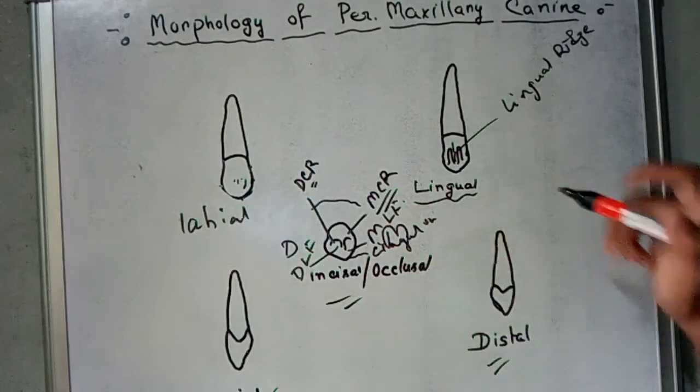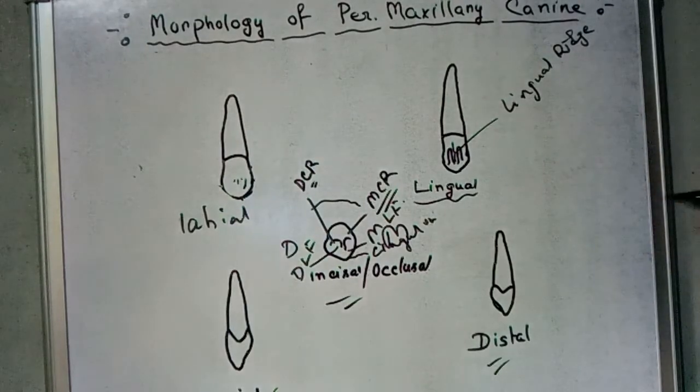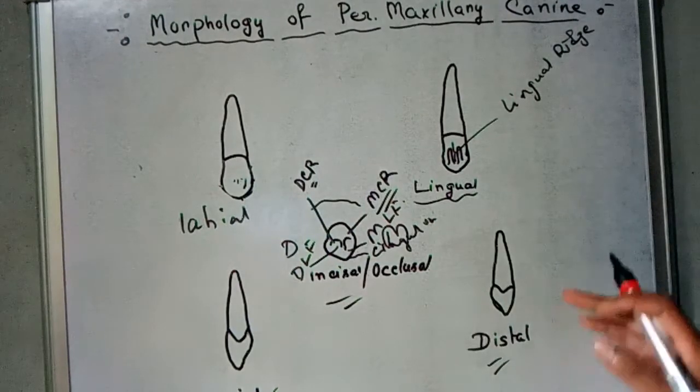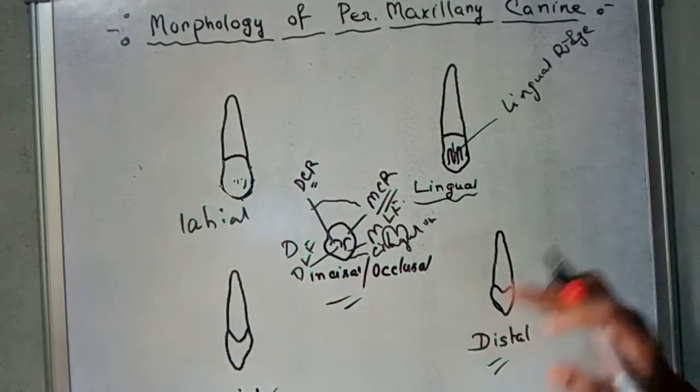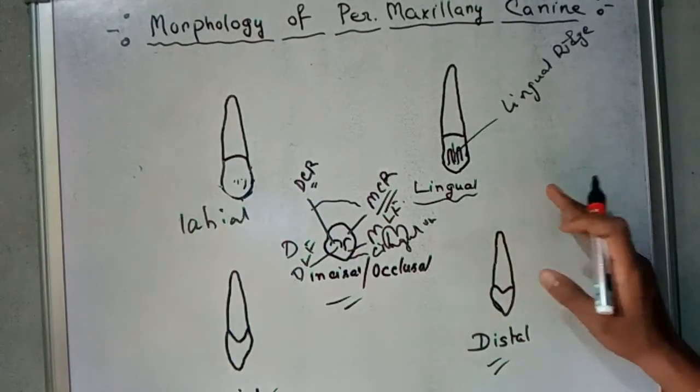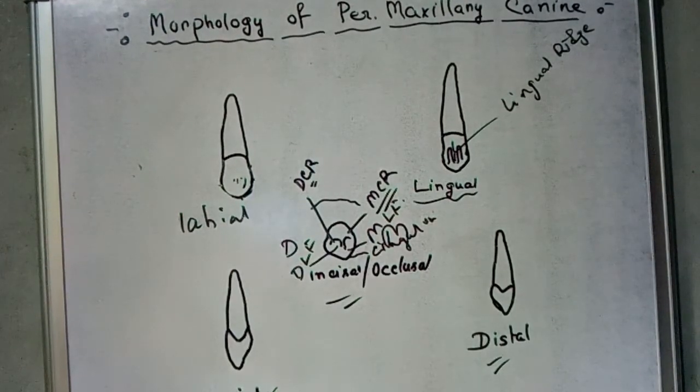It has only one root, and it is the longest and strongest of all the teeth in the mouth. The root is wider labiolingually than mesiodistally, and the lingual and labial surfaces are convex. So this was the morphology of the permanent maxillary canine from the different aspects.